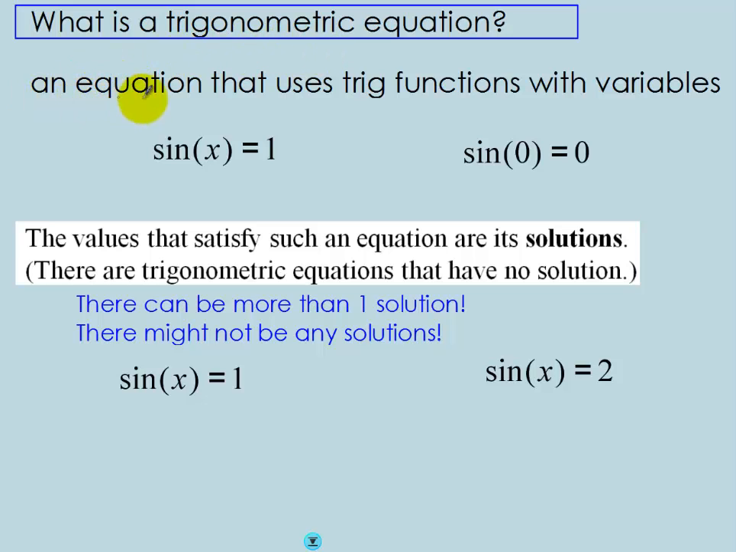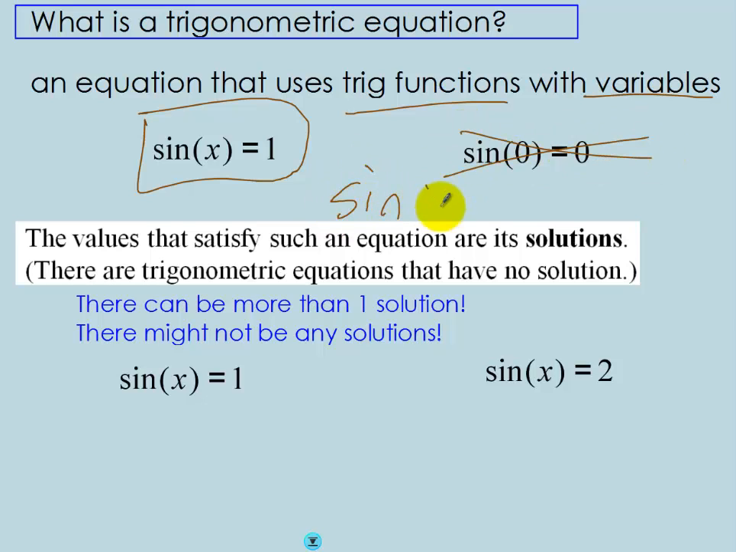A trig equation is an equation that uses trig functions with variables. So sine of x equals 1. It's got an equal sign, and it's got a trig function, sine of x. Now this one, sine of 0 equals 0. Well, yeah, that's true, but there are no variables in there. And if I just wrote sine of x, that's also not an equation because there's no equal sign. You need an equal sign for an equation.